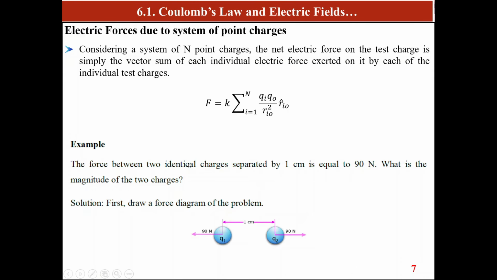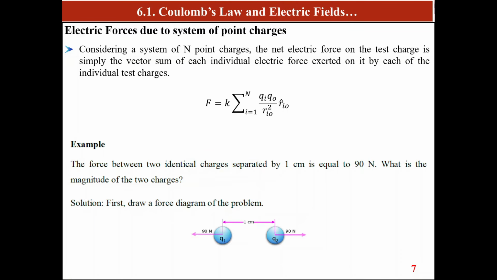Okay, example: the force between two identical charges. Whenever it says two identical charges, it may be two positive charges or two negative charges. The force between two identical charges separated by 1 centimeter is equal to 90 Newton. So if they are identical, then the forces are in opposite directions. For this one 90 Newton in this direction, for this one also 90 Newton in this direction. So the question is, what is the magnitude of the two charges? The question is finding the magnitude of the two charges.